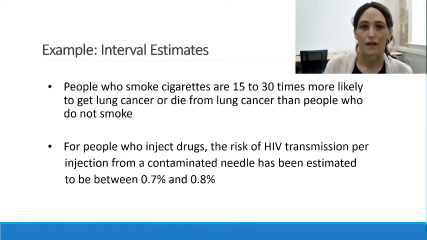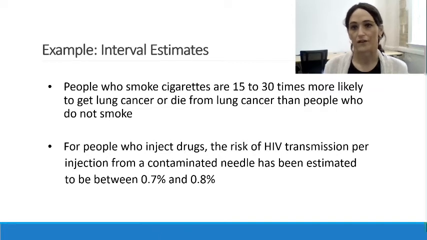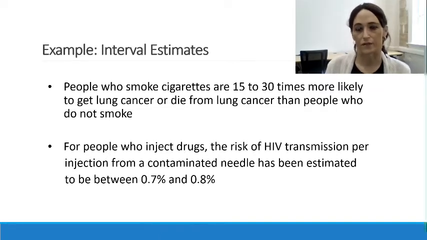So an example of interval estimates would be people who smoke cigarettes are 15 to 30 times more likely to get lung cancer or die from lung cancer than people who do not smoke. Okay, there's a range of risk estimates. So this is an example of where instead of expressing it as a single value, we're saying here is the range of values. We're talking about a certain amount of uncertainty from the data sources we have. We know it's not zero additional risk. It's somewhere between 15 and 30 times the risk.